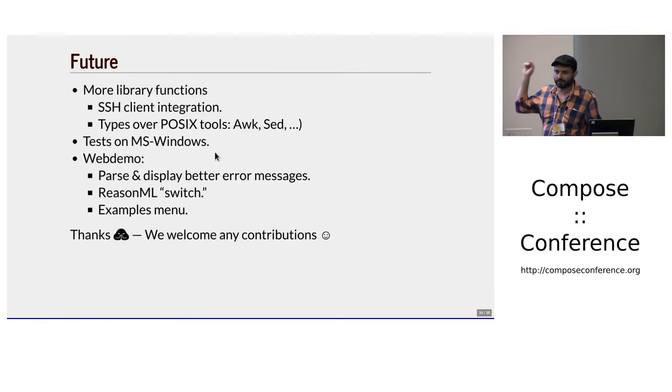It would be easy to make a ReasonML button that switches between OCaml and ReasonML syntax. Or having many examples in a menu would also be useful.